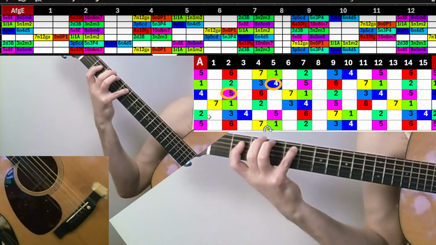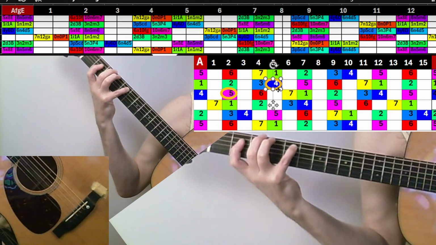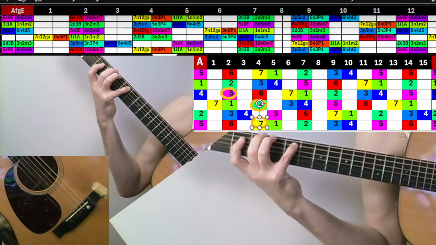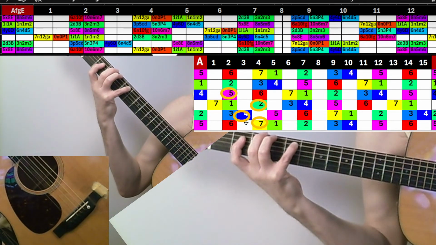Alright, and then going down below that, I have my normal shape down below, which would be here, here, here, and then this one.